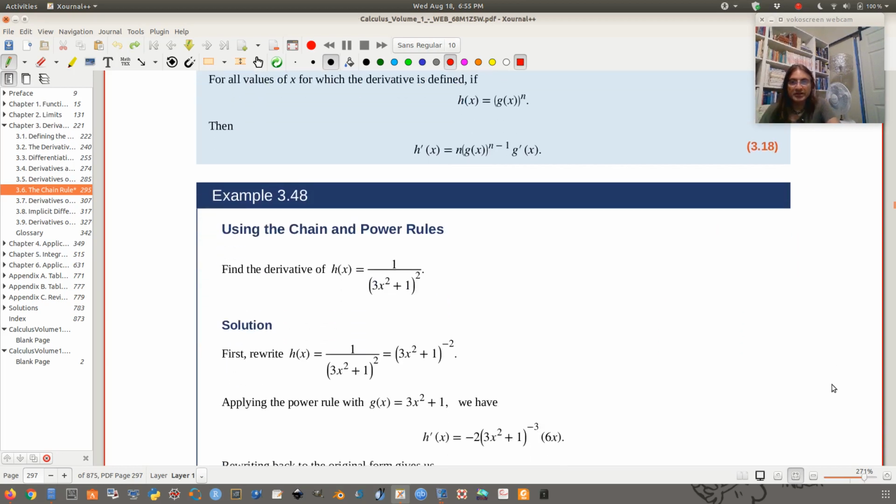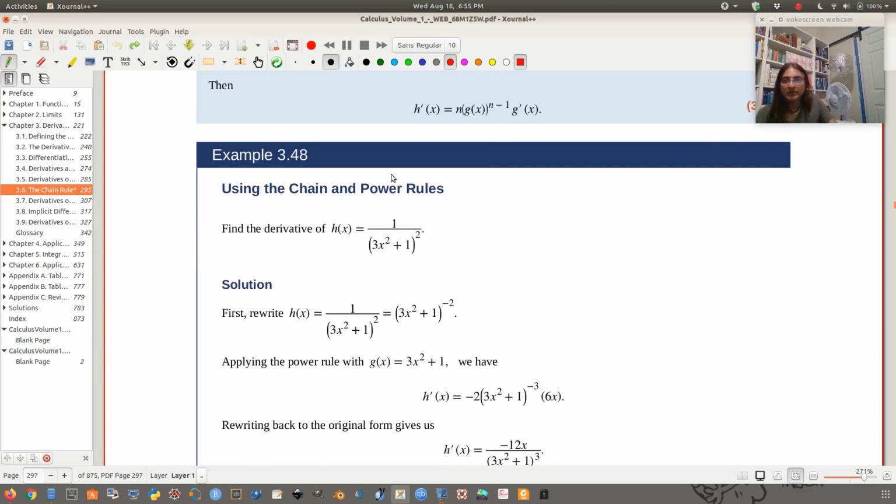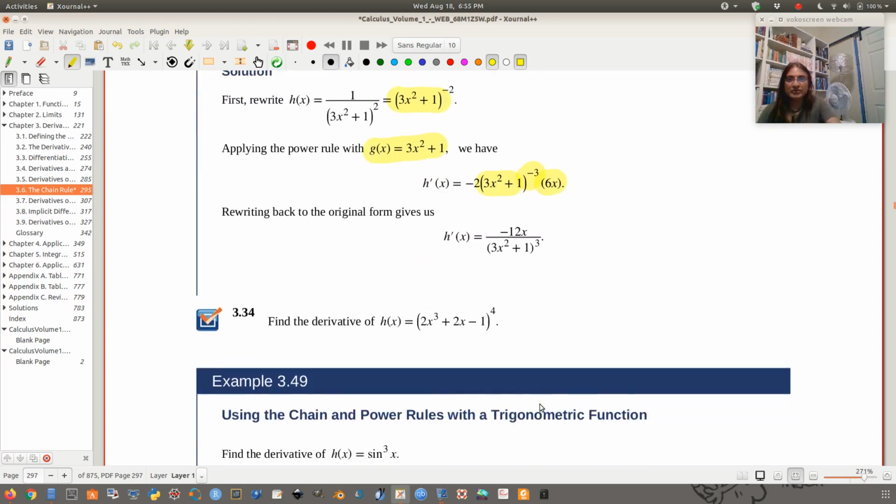Okay, so here we write our h(x) as 3x squared plus 1 to the negative 2. So our g(x) is 3x squared plus 1. So our result is negative 2 times g(x) to the power negative 2 minus 1, which is negative 3, times the derivative of the inside part, which is 6x. Okay, so this gives us the result.